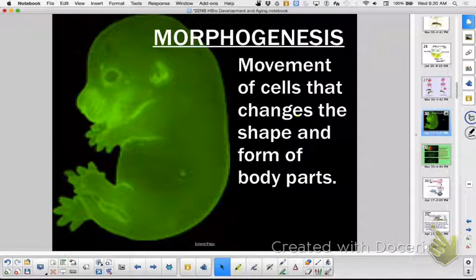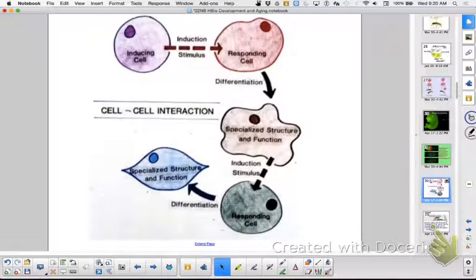Okay, so anytime that you're changing the shape or inducing, for instance, when you form a neurula, to get the nerve cord to form, the notochord has to induce that and starts moving around. Those are examples of morphogenesis. On your definition, I already gave you that: movement of cells that changes the shape and form of the body parts. And morphogens cause morphogenesis. Morphogens are just proteins. Basically you get one tissue to influence another tissue, which can then in turn influence another tissue, and in turn that influences another tissue, until you reach the end of that developmental stage.